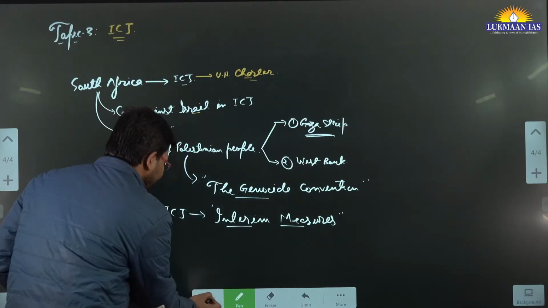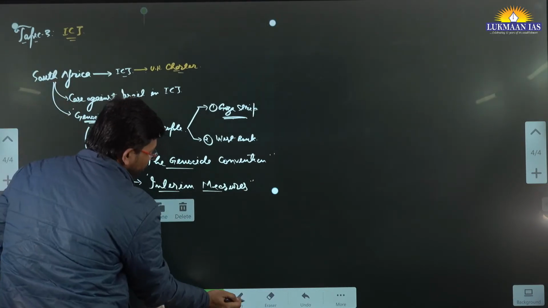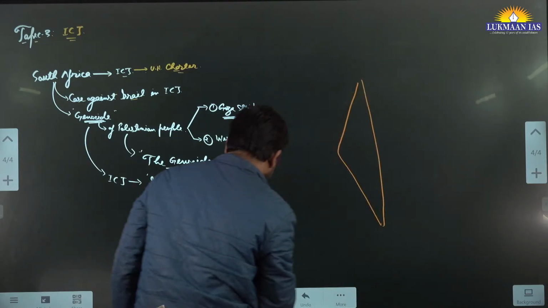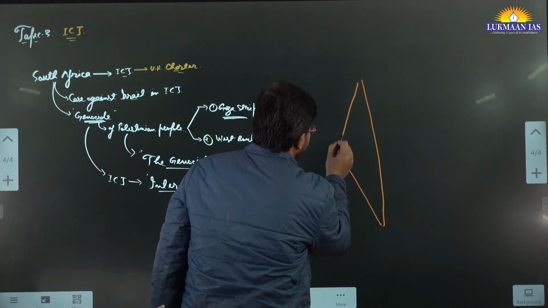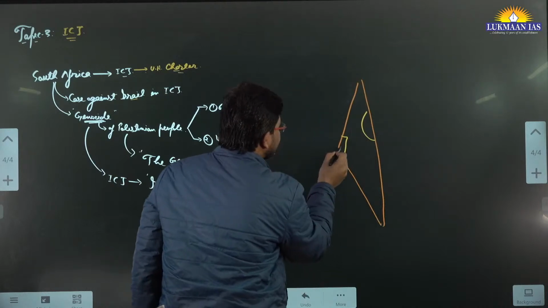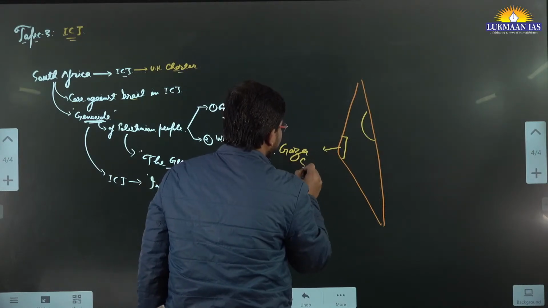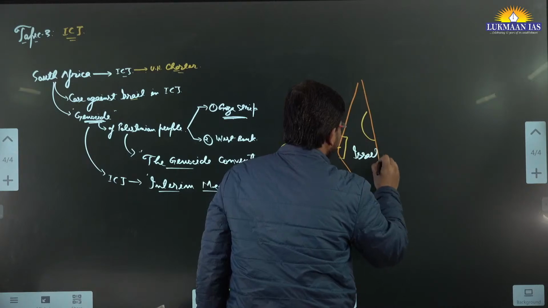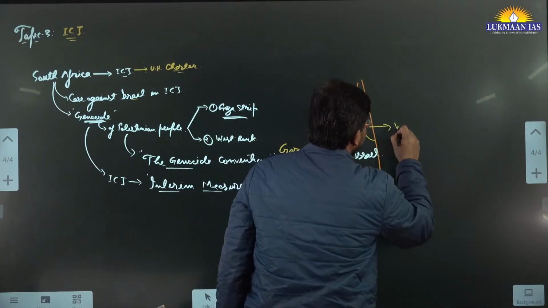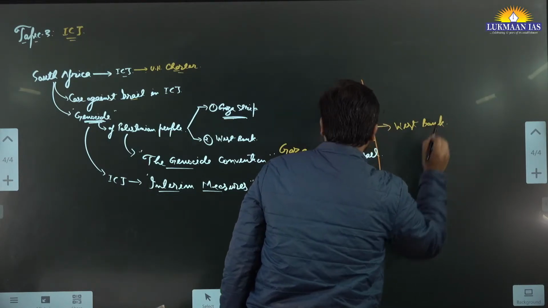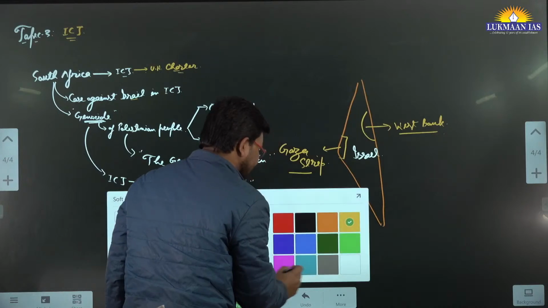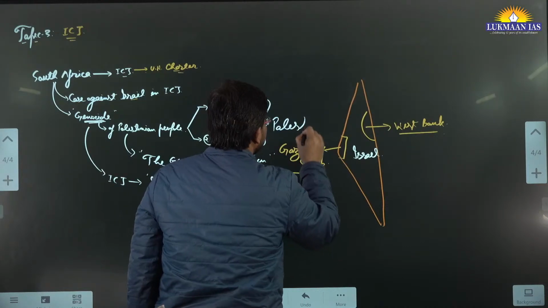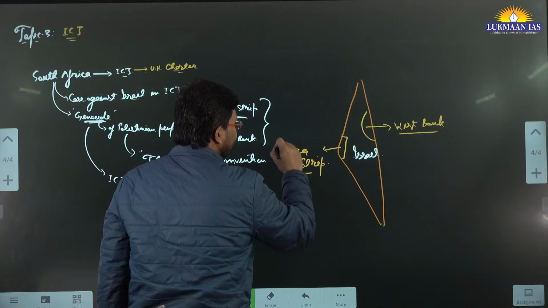All right, let me quickly make you understand the map or location of these countries. Over here, let me quickly draw the map so that you understand. Basically this particular location is known as Gaza Strip, and in the middle this is Israel. This location is known as West Bank. In Gaza Strip and in West Bank reside the Palestinian people. I have written over here Gaza Strip and West Bank. This is where Palestinian people reside.